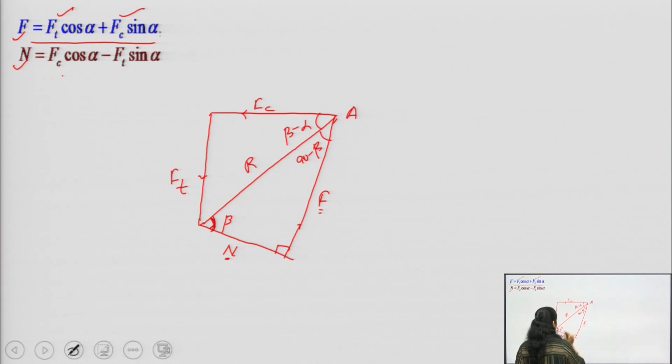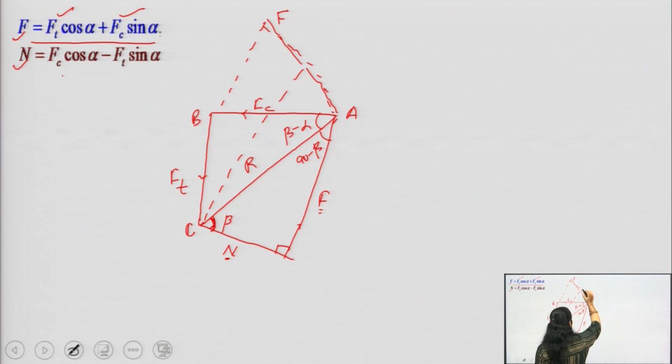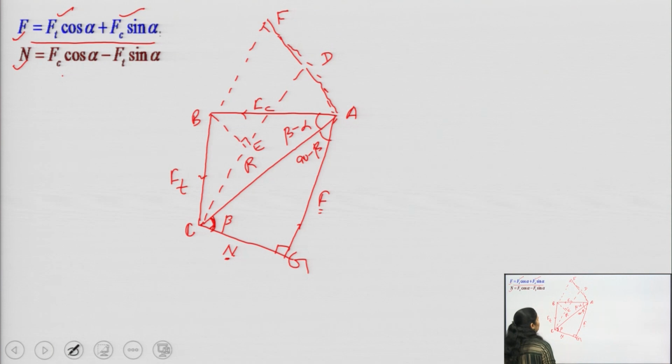Now, if this is point A, this is point B and this is point C. What we will do is take one line from A like this, and this point will become F. One line is coming here also, this point is basically D, and we will make one perpendicular over this, this will become E, and this point will become G.